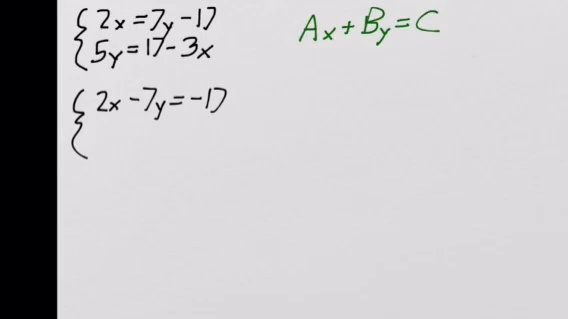And then the second one, I can add 3x to both sides and get 3x plus 5y equals positive 17.